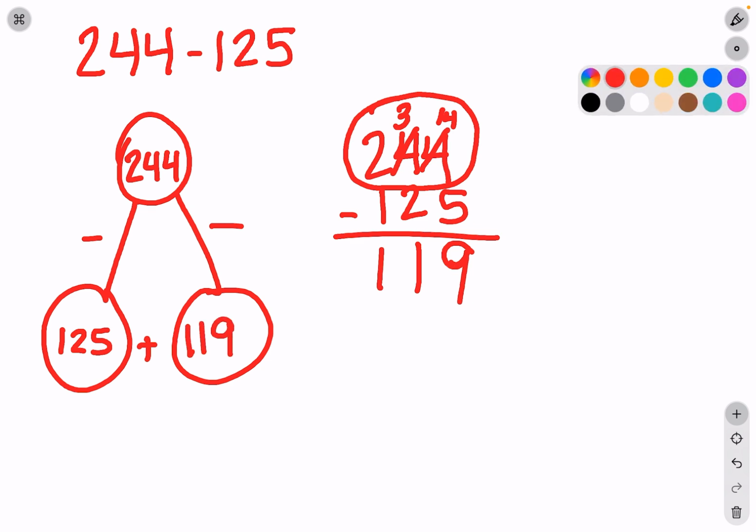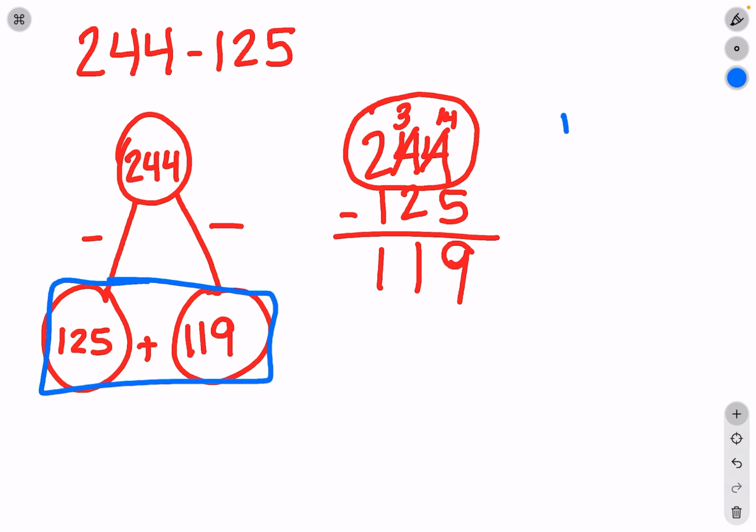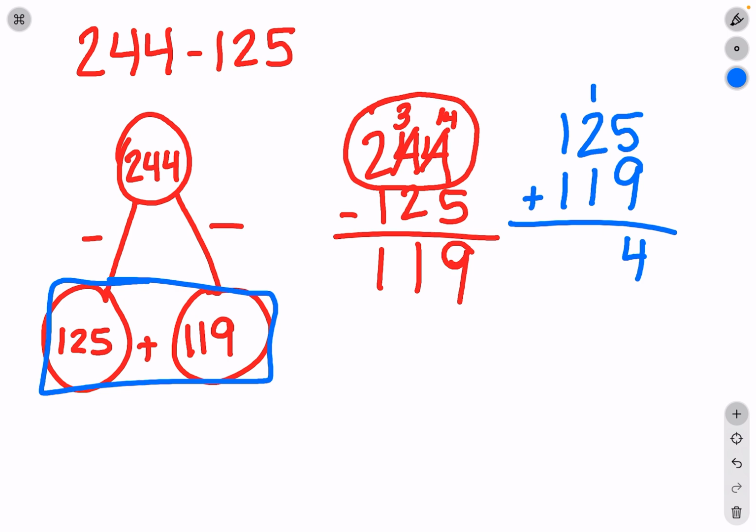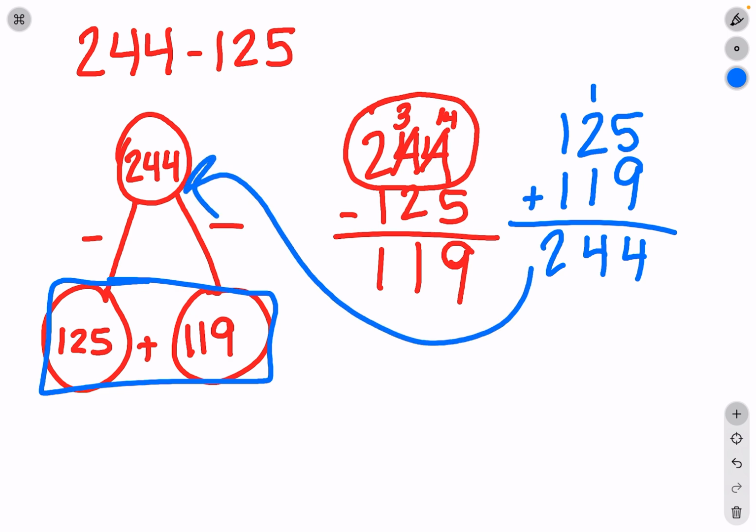Now, I want you to pause the video and add your two parts to see if you get your total. So pause the video, add them, and then come back to check. 5 plus 9 is 14. 1 plus 2 is 3. 3 plus 1 is 4. 1 plus 1 is 2. I got my total, so my answer is correct.